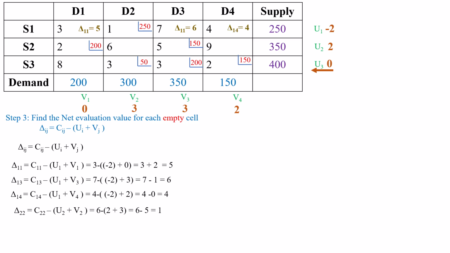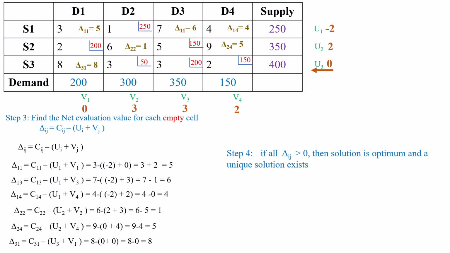Next empty cell is the second row and second column, that is delta 22, which is equal to C22 minus of U2 plus V2. Substitute all these values, we will get delta 22 equal to minus 1. Next empty cell is the second row and fourth column, that is delta 24. Here delta 24 value we will get as 5. Next one is the third row and first column, delta 31. So delta 31 equals C31 minus of U3 plus V1, which is 8 minus 0 equal to 8.